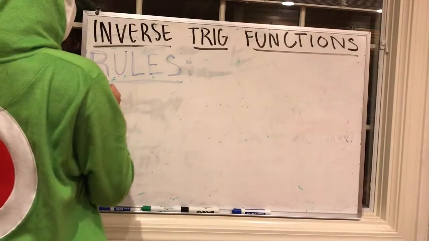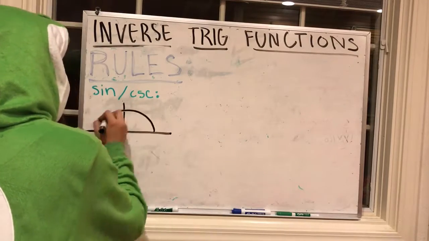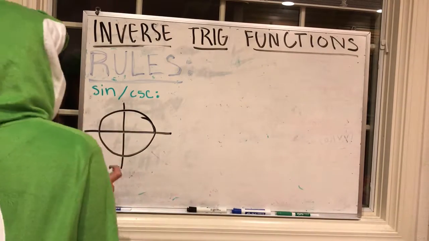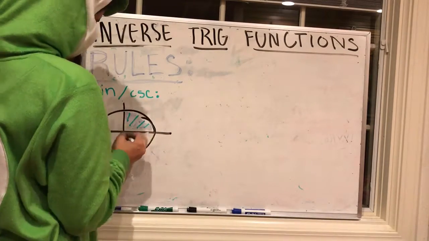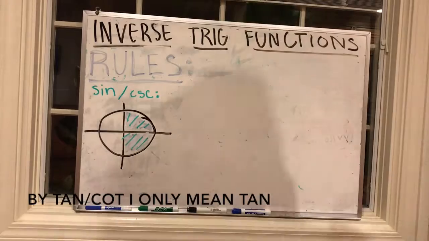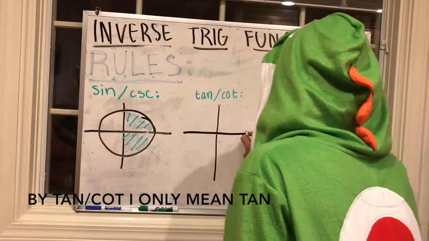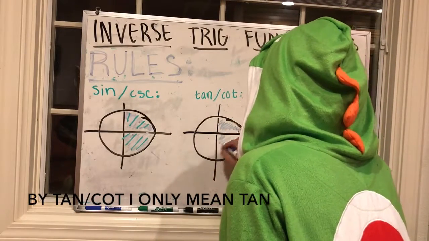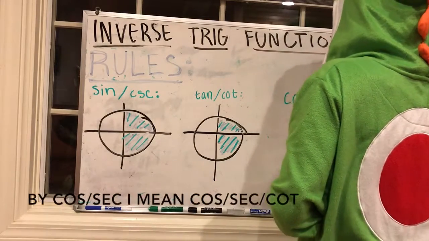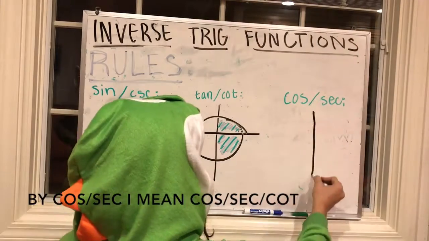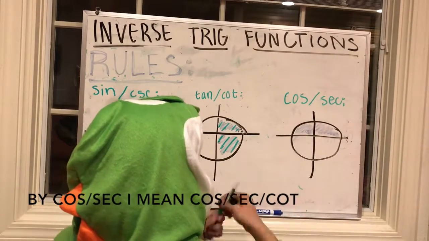We're going to start with sine and cosecant, which normally go hand in hand. And with these two trigonometric functions, the inverses of them can only output values on the right side of the unit circle. It's the same situation with tangent, whereas the inverse function of tangent can only output values on the right side of the unit circle. With cosine, secant, and cotangent, the inverse trigonometric functions can only output values on the top half of the unit circle.